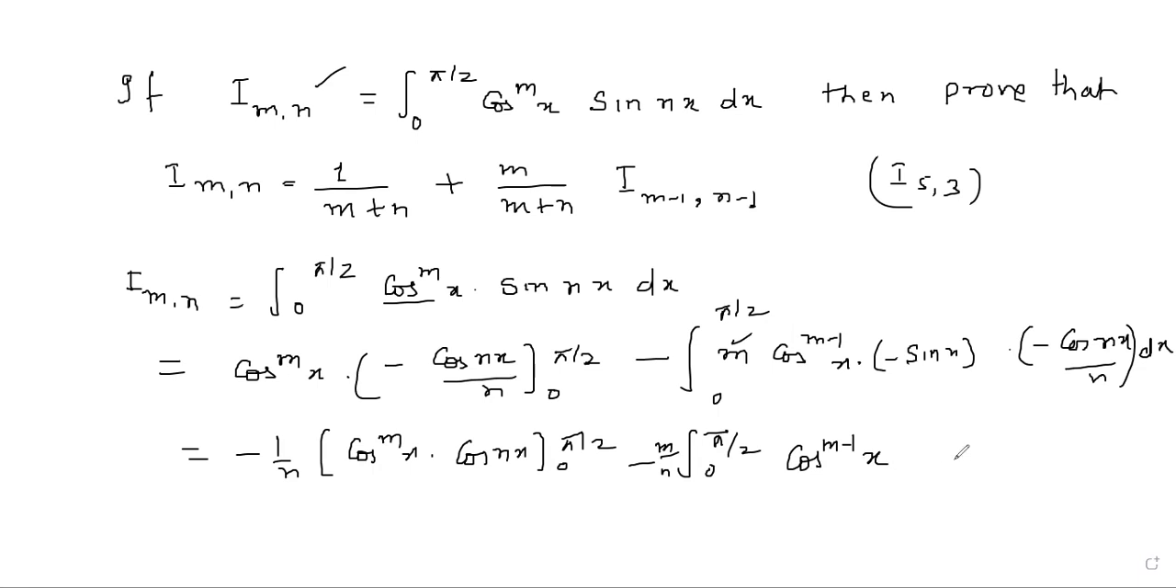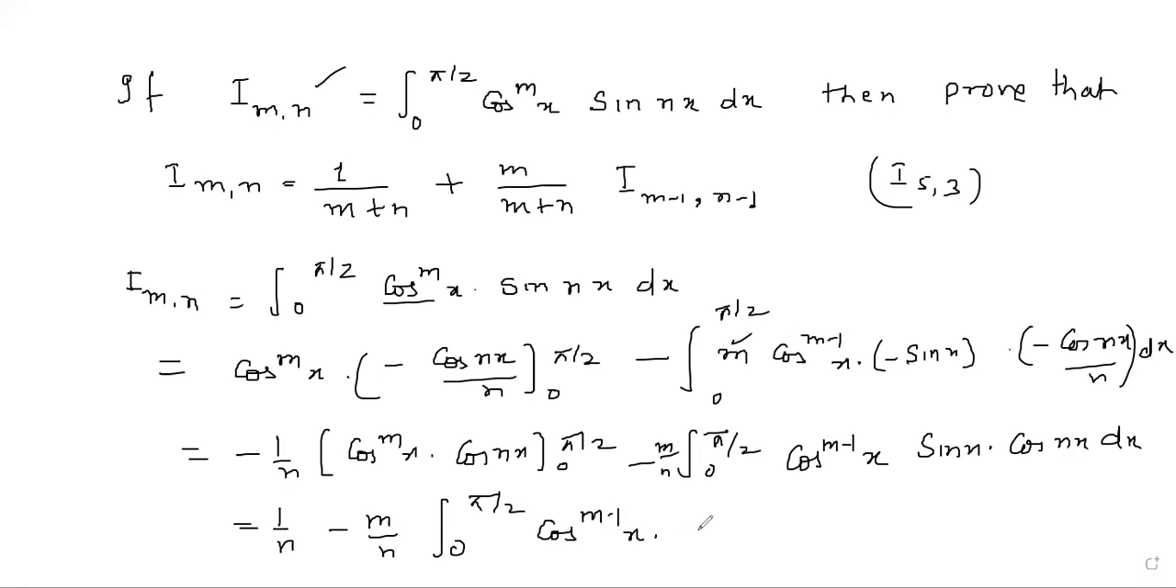x times sin x times cos nx dx. So when we evaluate the limits, we will get minus 1 from here. So this will give 1 by n minus m upon n integral 0 to pi by 2 of cos^(m-1) x times sin x times cos nx dx.